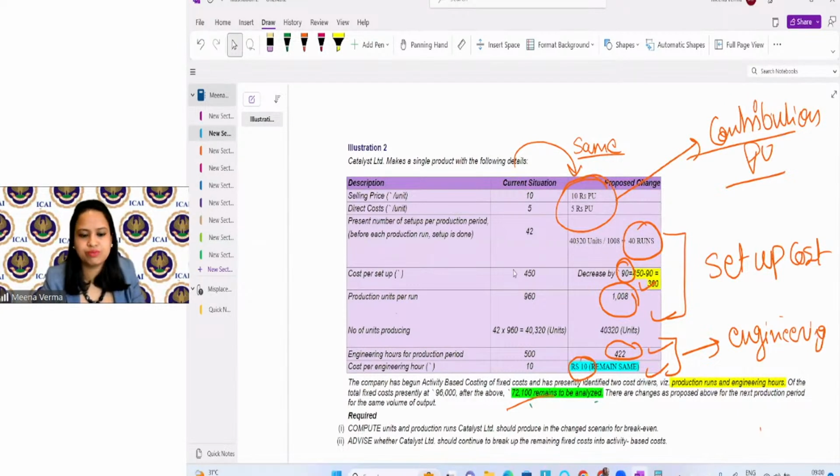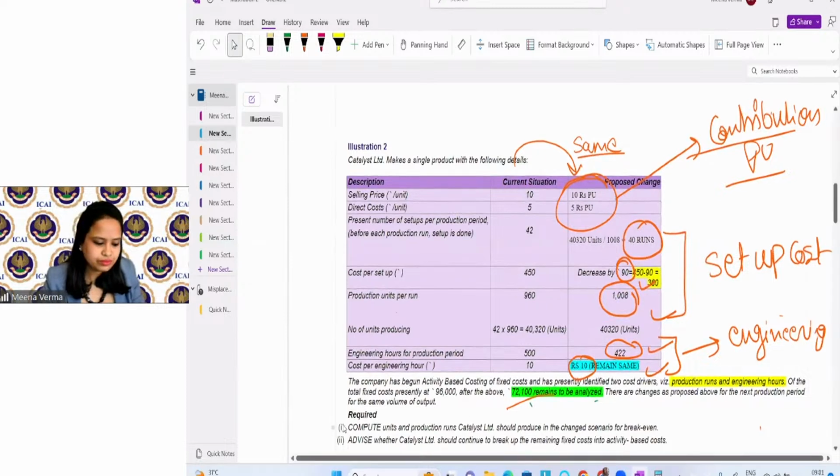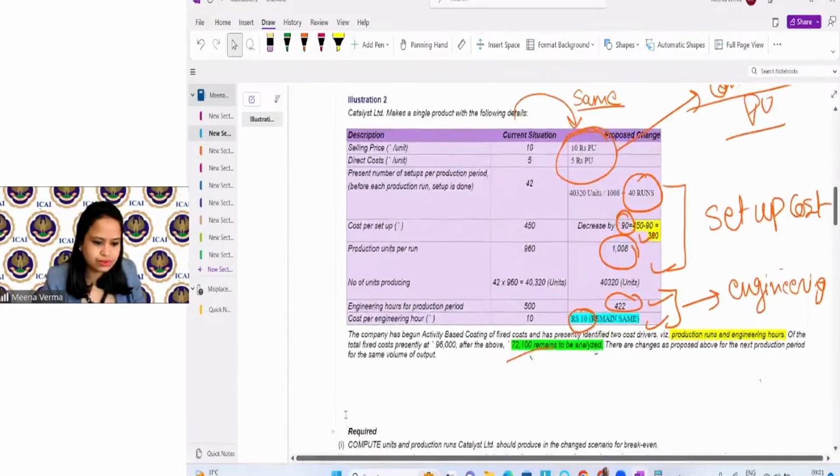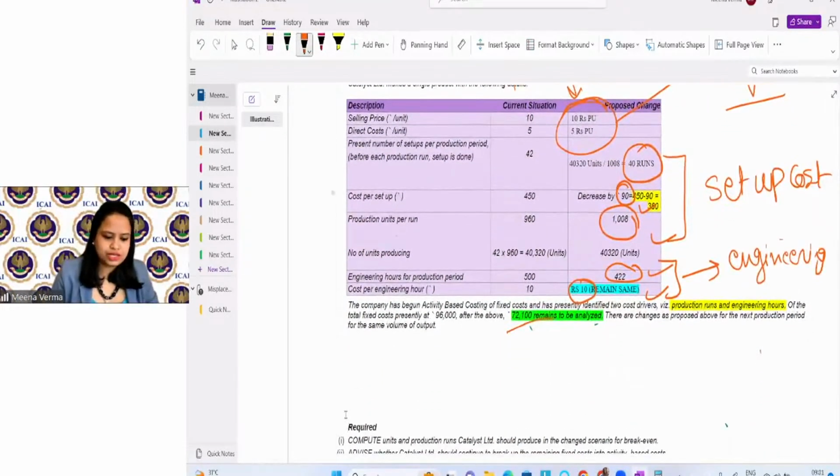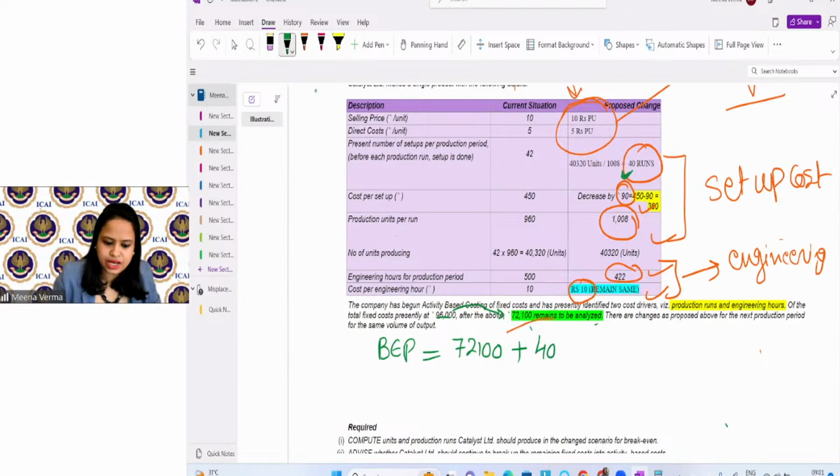Let's find the break-even point also. So you know the new fixed cost is 72,100. It has reduced from 96,000 earlier to 72,100 now. Setup cost is what? How many setups are required? 40 setups are required.